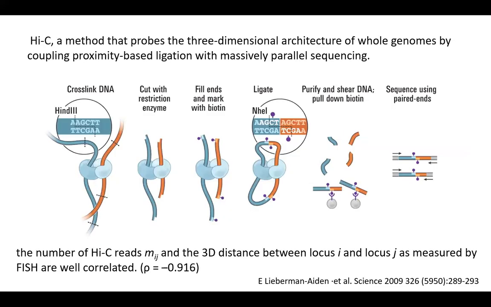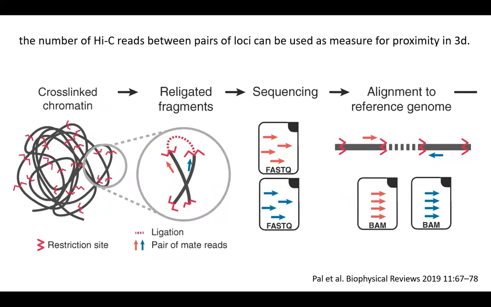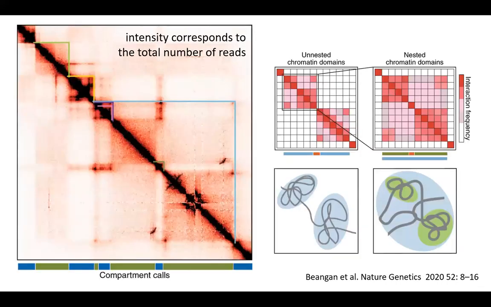Because when they first published this method that was called Hi-C, they were able to show, although you can't really read this right here, that they could measure the distance under the microscope, using a technique called FISH, and measure that physical distance, and then measure the number of reads that are paired between the locations, and they saw a very high negative correlation between how many reads are together and the distance apart, so that the number of reads can be a proxy for measuring proximity in 3D space. So then you get these kind of graphs.